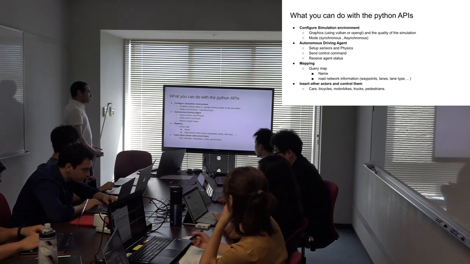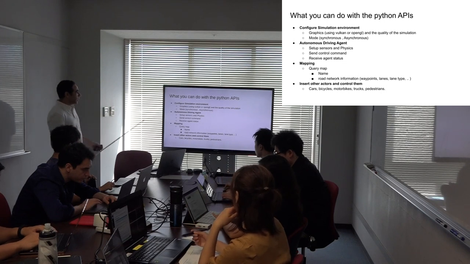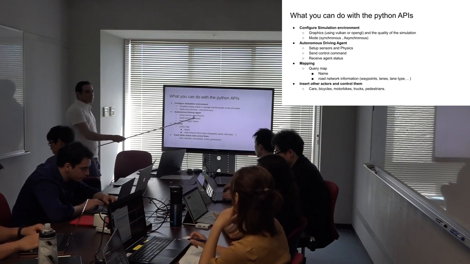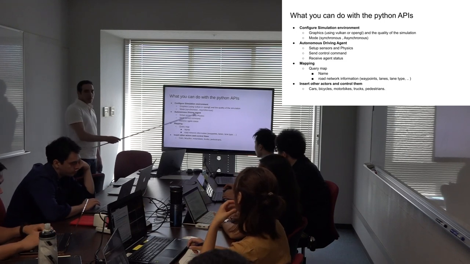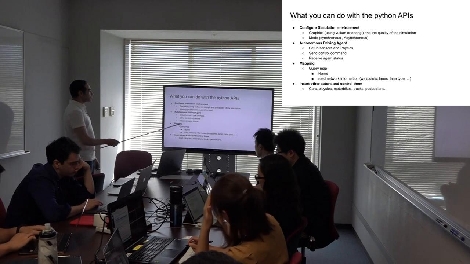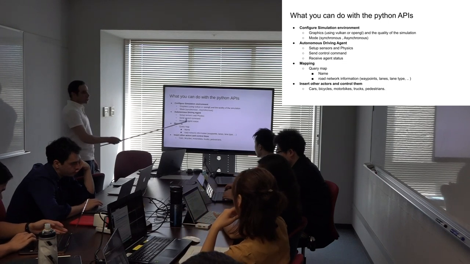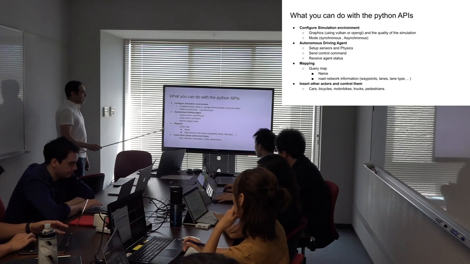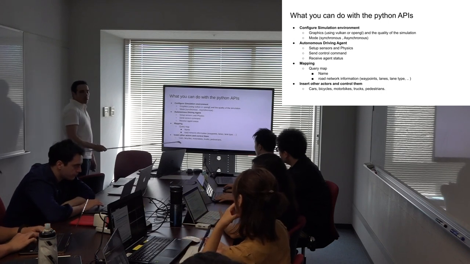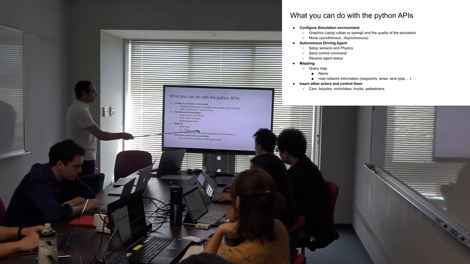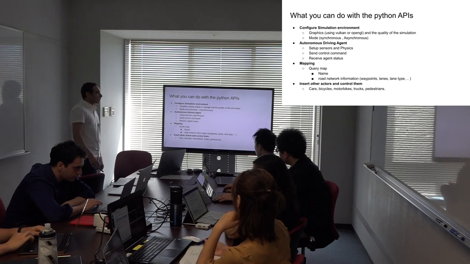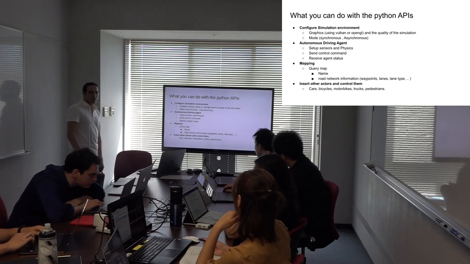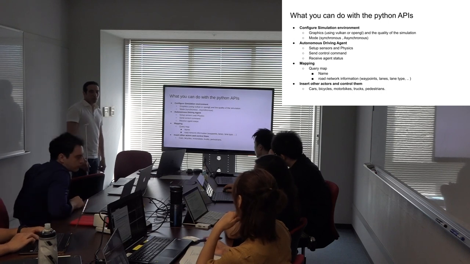We have an autonomous driving agent. We can set up sensors, and also we can set up the physics of the agent and of the environment. Send control commands, receive agent status. For mapping, we can query the map name, and also query the road network information. It is in OpenDrive format.